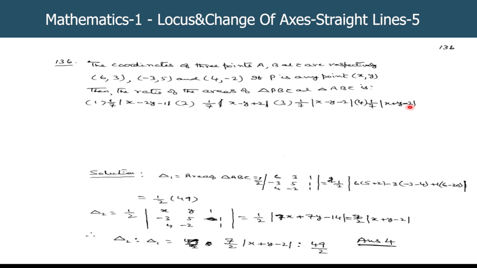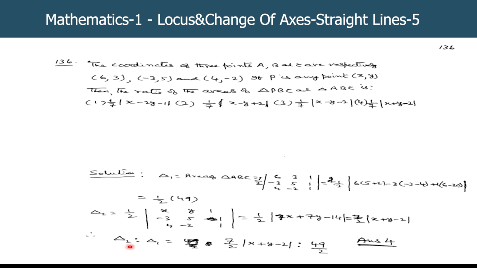And now here you just have to use the area of the triangle formula. You know that delta 1, the area of triangle ABC, is half of the determinant, of course absolute value, with rows 6, 3, 1; minus 3, 5, 1; 4, minus 2, 1, which if you simplify, is 49 by 2. Delta 2 is the area of triangle PBC. This is half of the determinant with rows x, y, 1; minus 3, 5, 1; 4, minus 2, 1. So, if you expand it, you will get 7 by 2 into modulus of x plus y minus 2.